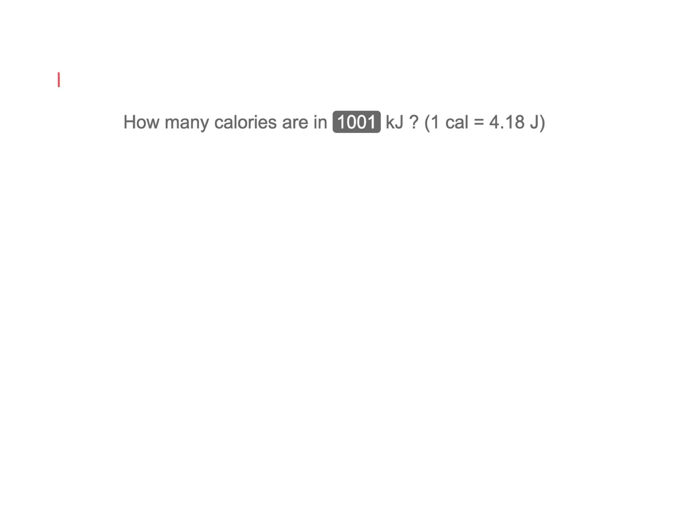Question number 5 from the homework asks how many calories are in 1001 kilojoules, given that 1 calorie is 4.18 joules. So this requires us to do 2 conversions. The first conversion, I have to go from kilojoules to joules, and then once I know my answer in joules, I can convert joules to calories using that conversion. That 1 calorie is 4.18 joules.